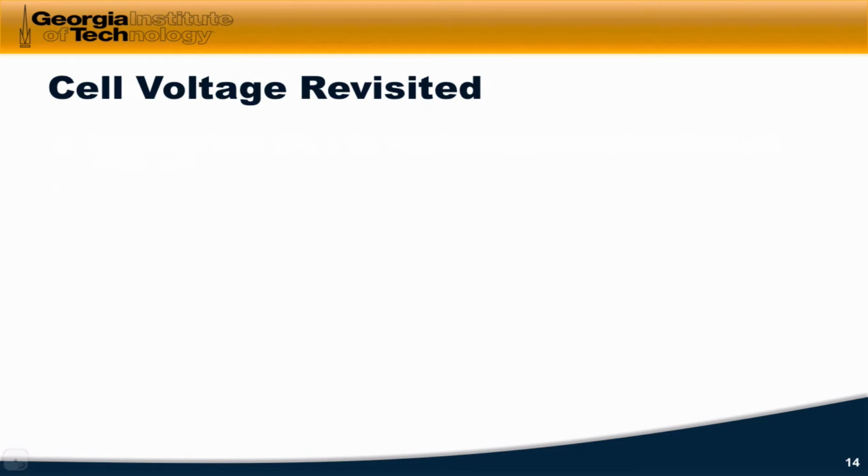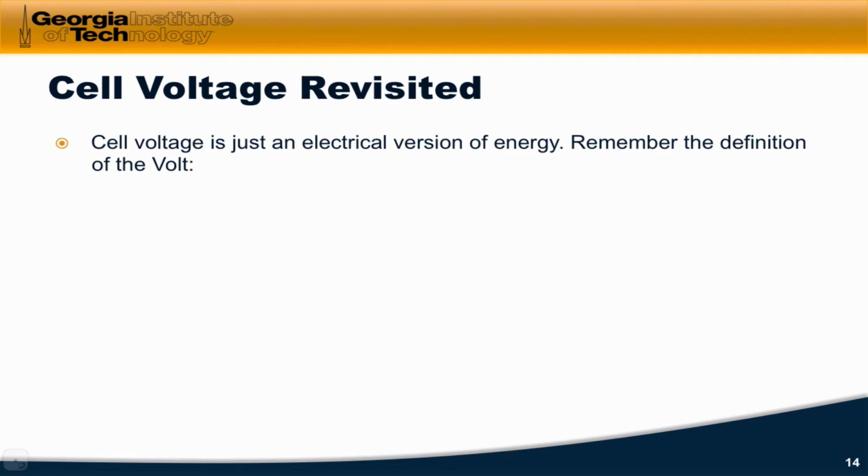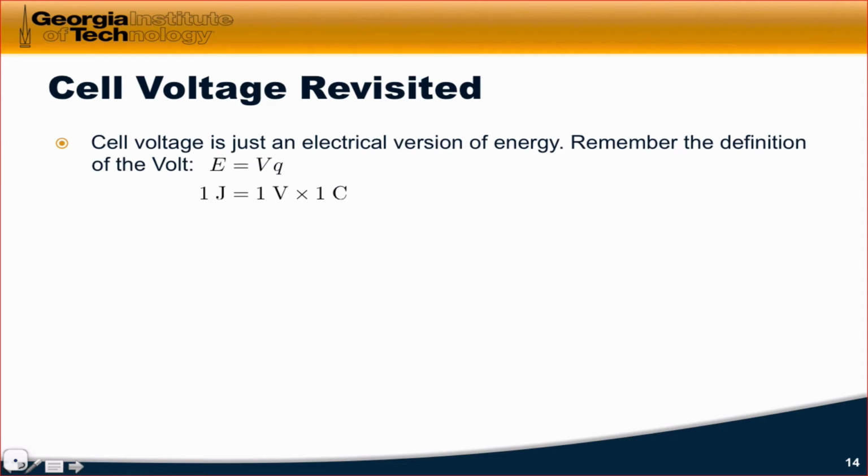Let's now clarify this idea of the voltage across a cell and talk in a little more detail about what cell voltage represents. Cell voltage is really just an electrical version of energy that's more convenient to measure than, say, joules per mole. Keep in mind the definition of the volt. Energy in joules is equal to voltage times charge, or V times Q. That means that 1 volt is equal to 1 joule per coulomb.